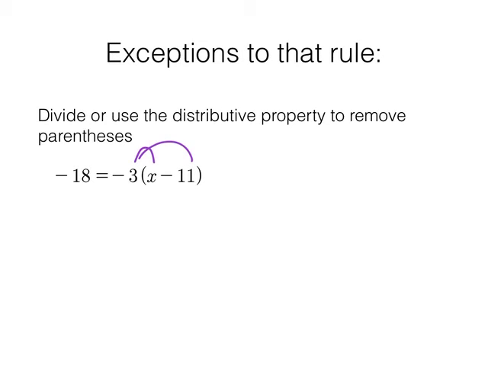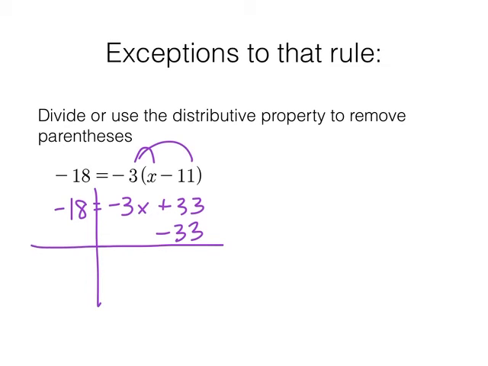So we call it the double rainbow property sometimes. So negative 18 equals negative 3 times x, so negative 3x, and negative 3 times a minus 11, which is plus 33. We're going to solve that by subtracting 33 from each side. Be careful. Don't get caught up in the fact that you're thinking, well, I have to get rid of whatever's on the left-hand side.